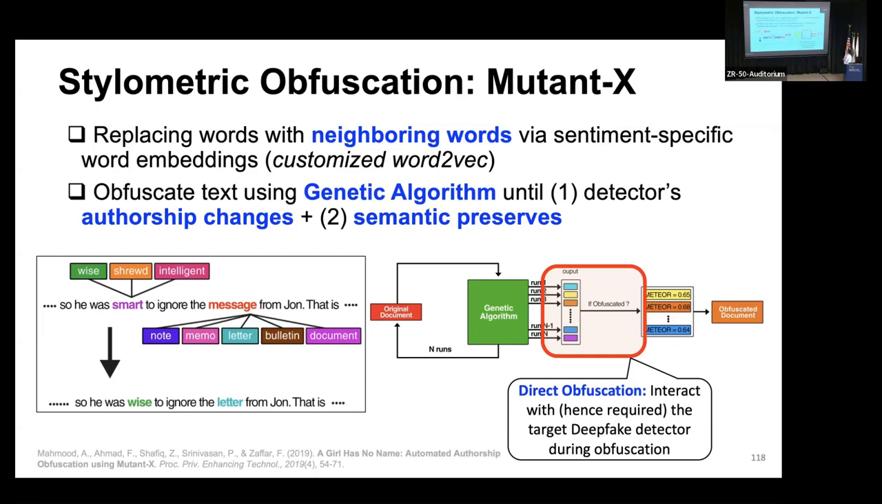In this algorithm, Mutant X, what it does is it uses direct obfuscation. What it means is Mutant X interacts with or queries the target models it wants to attack over time so that it can optimize its perturbations.